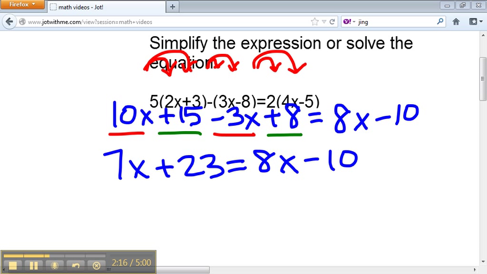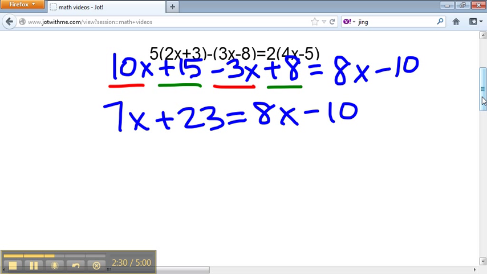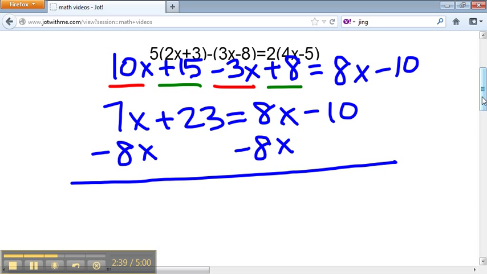The next thing we want to do is work on getting the x terms on one side of the equal sign and the numbers on the other side. So I'm going to put the x terms on the left-hand side of the equation. To do that, I will subtract 8x from both sides. 7x minus 8x gives us negative 1x plus 23 equals negative 10.